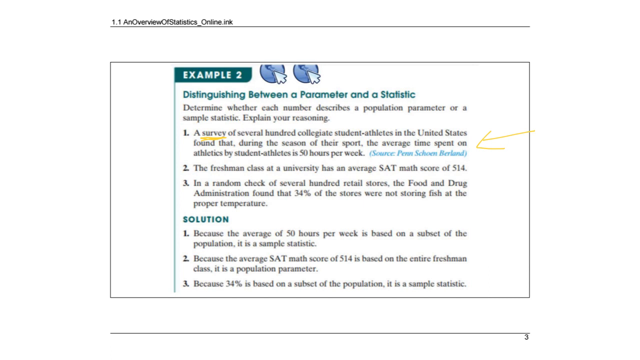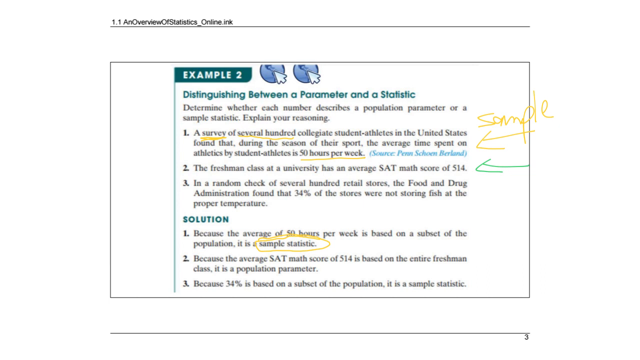And we found that during the season of their sport, the average time spent on athletics by student athletes is 50 hours per week. All right, so since we know that we only talked to several hundred, we know that we have a sample, and because of that, we know that the 50 hours a week that we found is going to be a sample statistic. That's my solution down near the bottom. Okay, because it's a sample, I'm going to have a statistic. The S's go together.